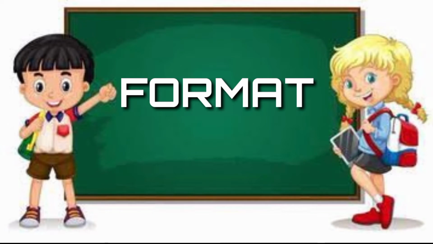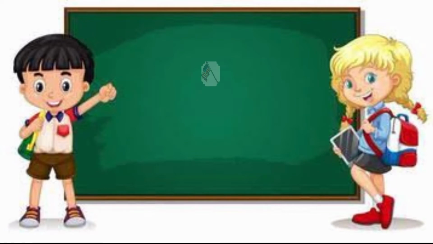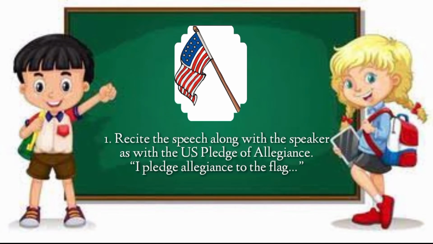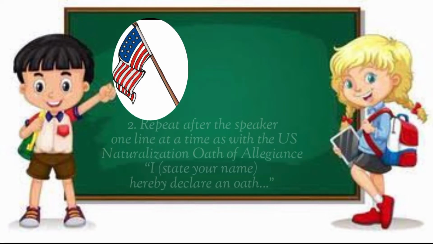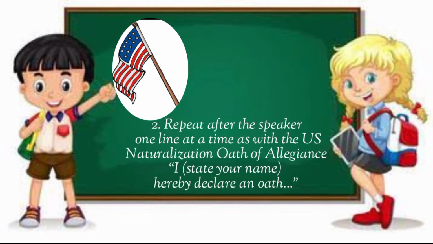This kind of communicative style has a format. Number 1. Recite the speech along with the speaker as with the U.S. Pledge of Allegiance. For example, I pledge allegiance to the flag. Number 2. Repeat after the speaker one line at a time as with the U.S. Naturalization Oath of Allegiance. For example, I, state your name, hereby declare an oath.